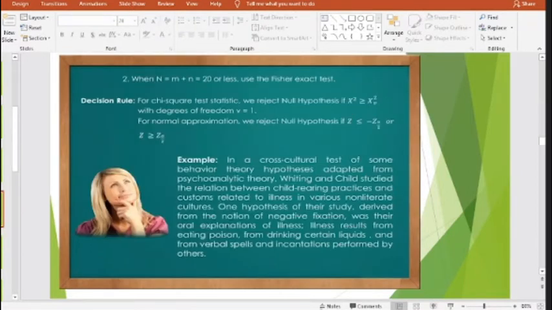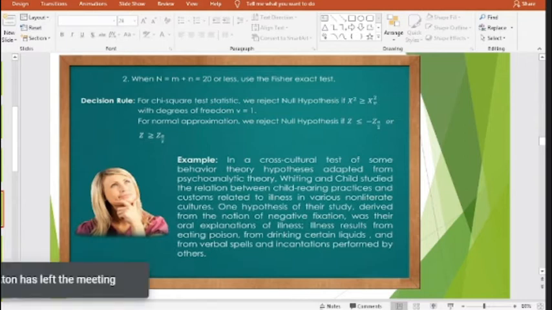For normal approximation, we reject the null hypothesis if z is less than or equal to negative z sub alpha over 2, or z is greater than or equal to z sub alpha over 2.